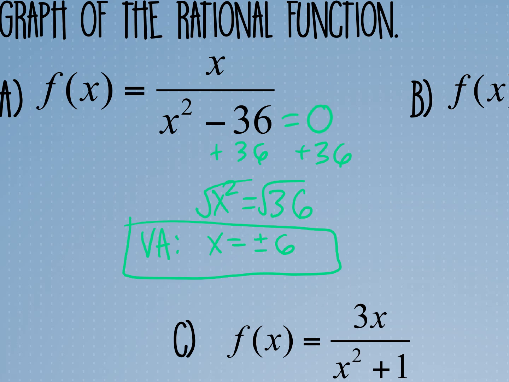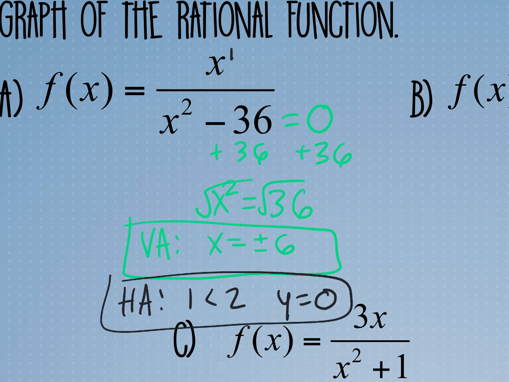Now let's find our horizontal asymptotes. So for horizontal asymptotes, I'm looking at what? The degree. So what's the degree of my numerator? 1. And what's the degree of my denominator? 2. So 1 is less than 2, so what does that mean my horizontal asymptote is? Y equals 0. Could you have more than one horizontal asymptote?